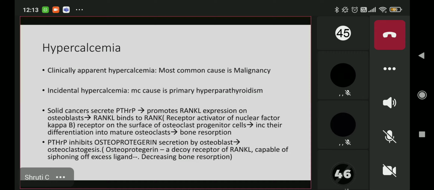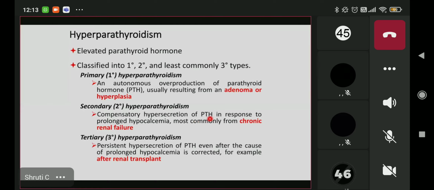What is secondary? This is the compensatory hypersecretion of parathyroid hormone in response to prolonged hypocalcemia. Now what happens? Basically, parathyroid hormone production is controlled by the calcium levels. So if there is prolonged hypocalcemia, decreased calcium, in order to increase the calcium levels in the blood, there will be a compensatory hypersecretion of this hormone. So this is secondary hyperparathyroidism, and mostly it occurs in chronic renal failure patients where there is prolonged hypocalcemia.